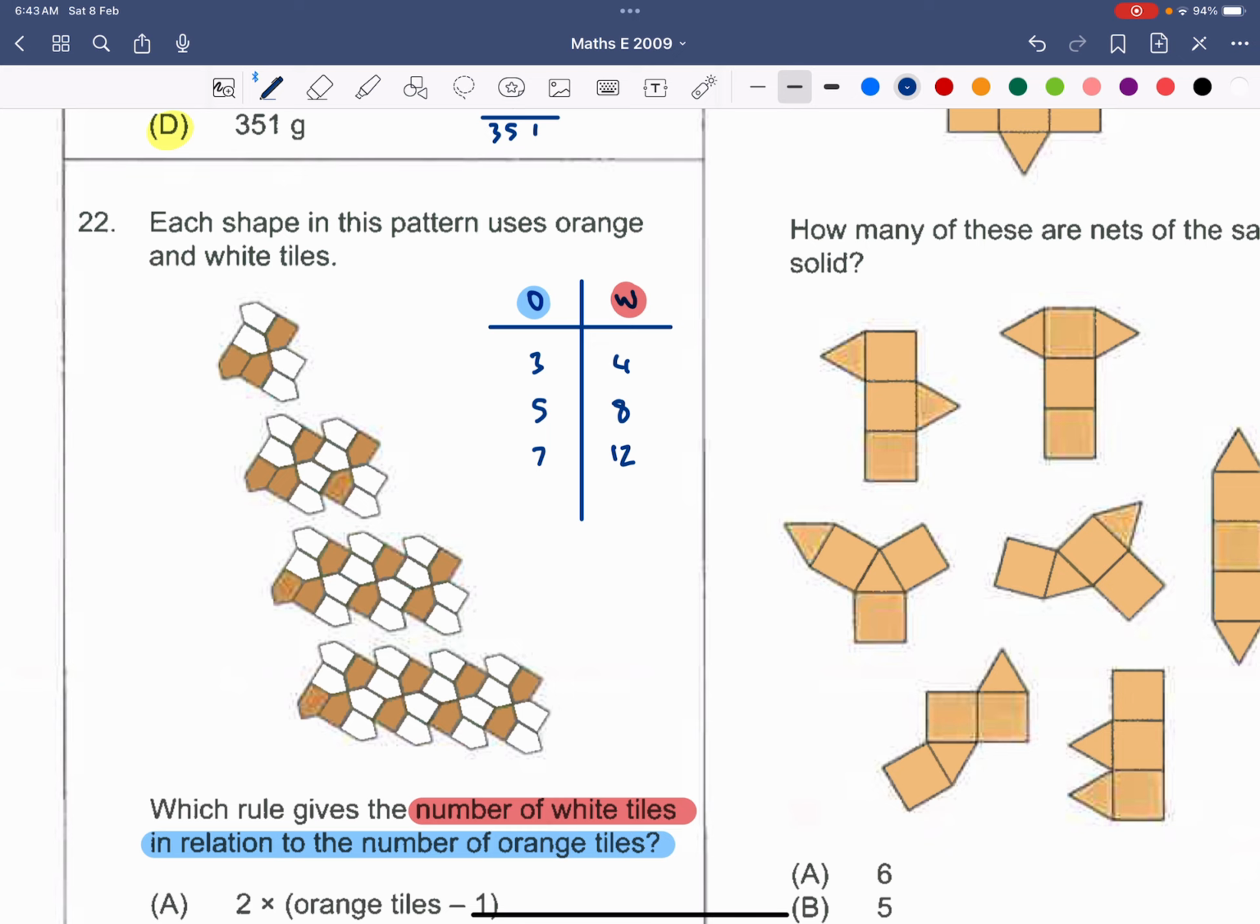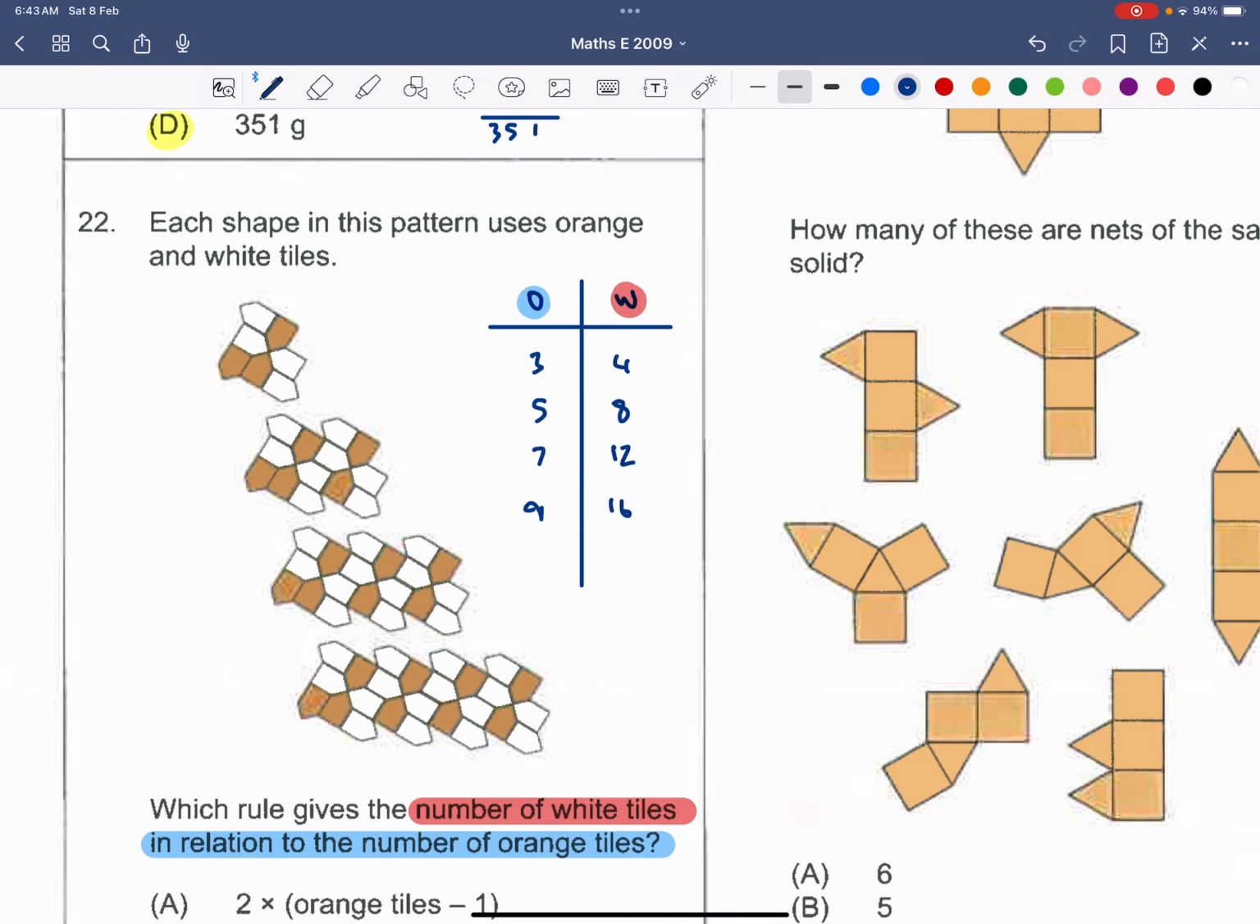All right, and lucky last, we have how many orange tiles? 1, 2, 3, 4, 5, 6, 7, 8, 9. 9 orange tiles. And in terms of white, there is 16. All right. So what is the pattern?